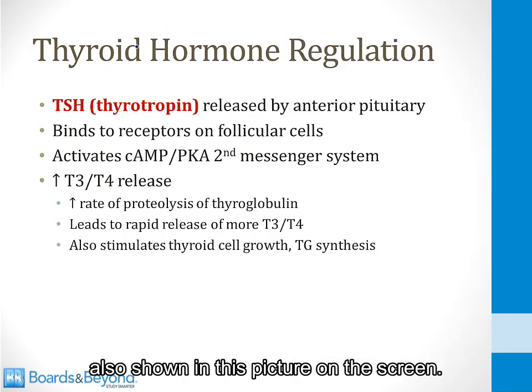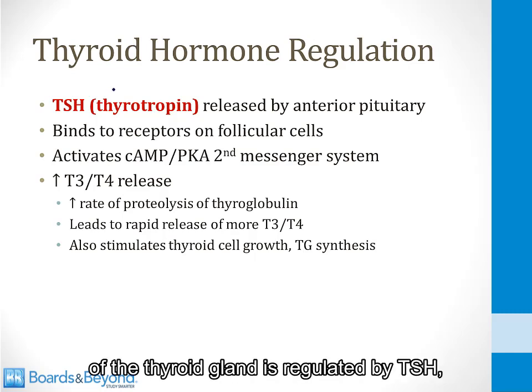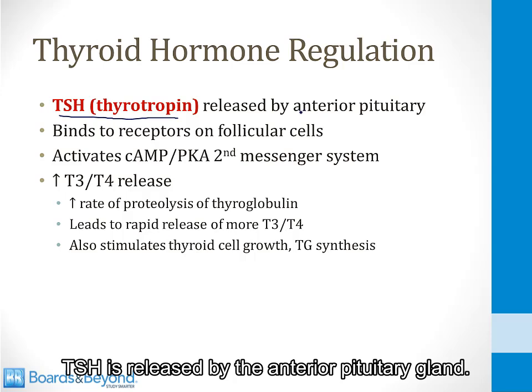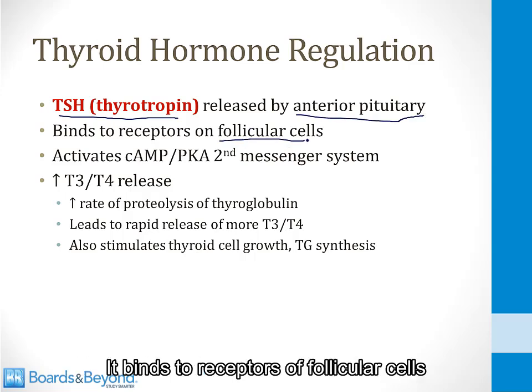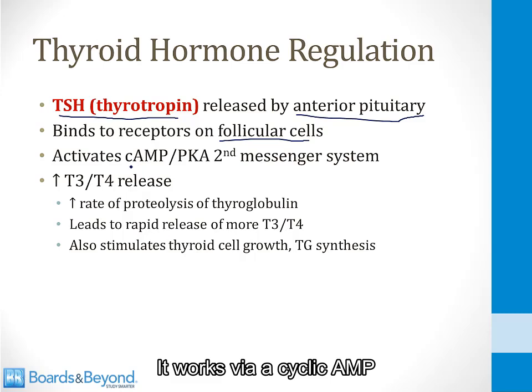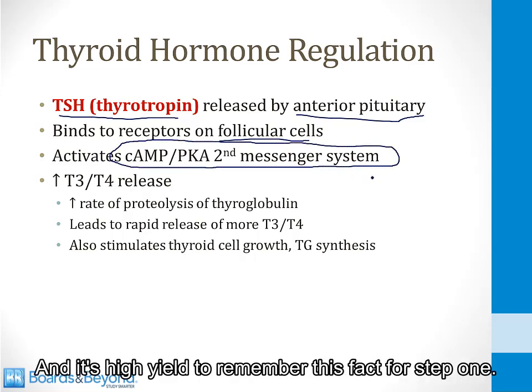The amount of thyroid hormone produced by follicular cells of the thyroid gland is regulated by TSH, which is also called thyrotropin. TSH is released by the anterior pituitary gland. It binds to receptors on follicular cells and stimulates them to release more thyroid hormone. It works via a cyclic AMP protein kinase A second messenger system, and it's high yield to remember this fact for Step 1.